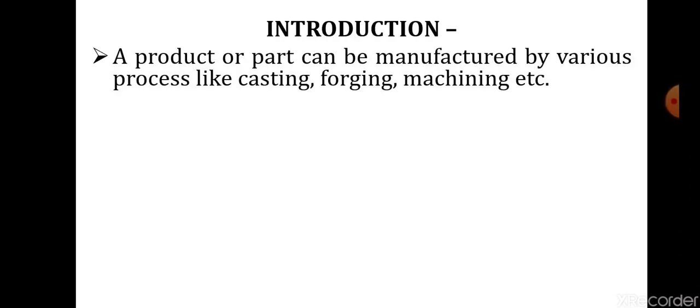And the third operation is called machining. So machining is a process in which material will be removed. You have a large portion of base metal or initial metal. So what you do is you cut the metal and give a required shape to that, and that process is called machining.